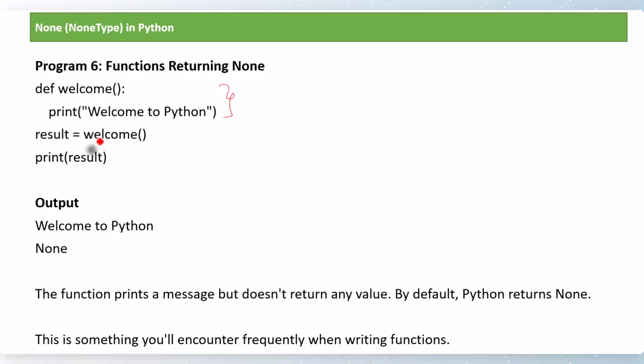I will explain functions in more detail in the upcoming lessons. But I want to tell you a very important point here. Return a value. If you don't return a value in the function, by default, it returns None. The function prints a message but does not return any value. By default, Python returns None.